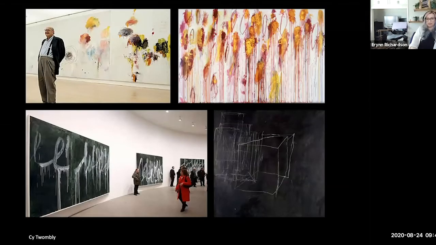So Cy Twombly was a famous modern artist. And I love these really big, drippy paintings. So the drips aren't necessarily what make it calligraphic, but they definitely add to that feeling of motion and expression. So you can really imagine the movement of his arm that he used to kind of make it.